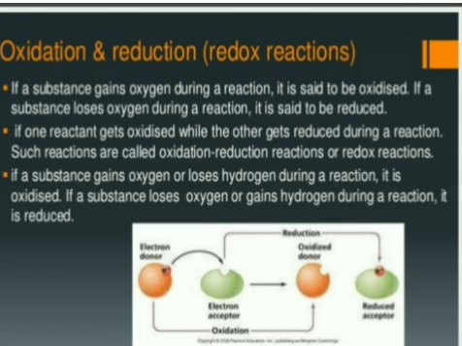Oxidation and reduction reaction, or redox reaction. Reactions involving the gain or loss of oxygen or hydrogen or electrons by substances are called redox reactions. If a substance gains oxygen during a reaction, it is said to be oxidized. If a substance loses oxygen during a reaction, it is said to be reduced.